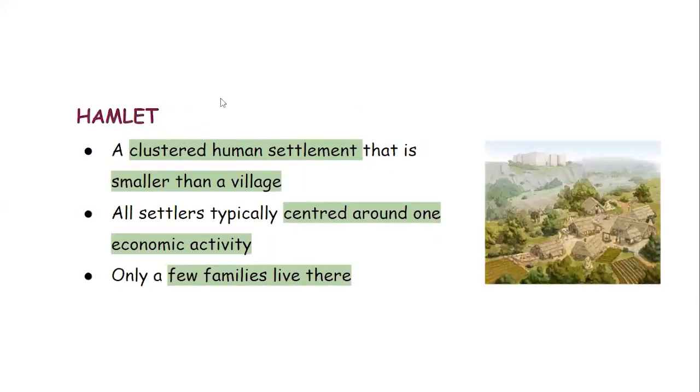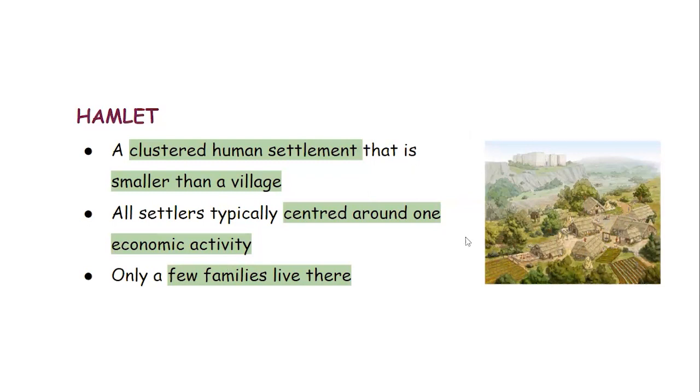So our first option is hamlet. A hamlet is a clustered human settlement that is smaller than a village, like pictured in this image. All settlers in a hamlet are typically centered around one economic activity. For example, if there is a mine, there is a chance for a hamlet to develop around the mine, and all the settlers in that hamlet work in that mine and earn from it. That's how hamlets work.